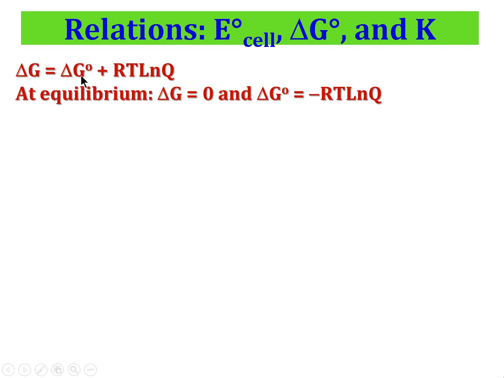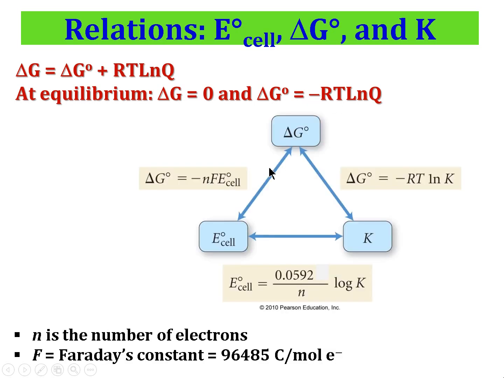E of the cell is different from E0 of the cell, and E of the cell is related to delta G of the reaction, so E of the cell is an indication about the spontaneity of the reaction. In thermodynamics, delta G equals delta G0 plus RT ln Q. Delta G is the free enthalpy, delta G0 the standard free enthalpy, and Q is the thermodynamic ratio. At equilibrium, delta G equals 0, so delta G0 equals minus RT ln Q.